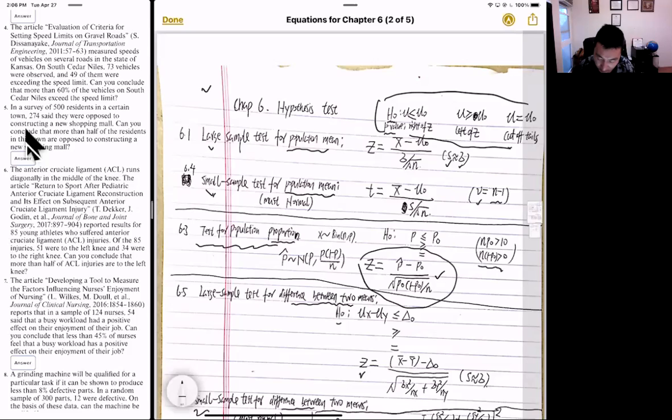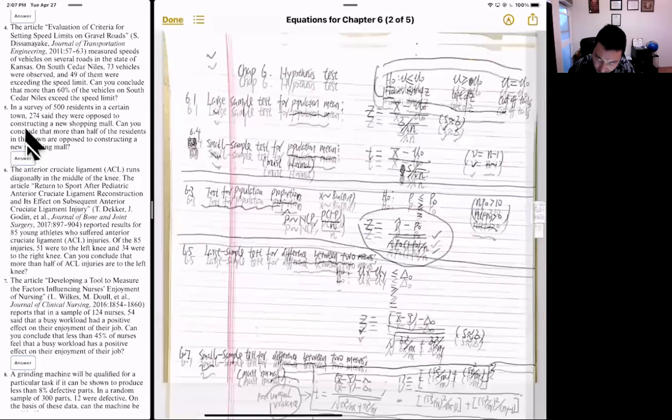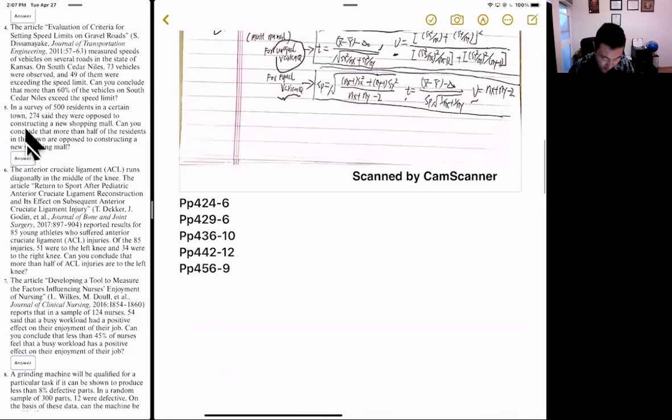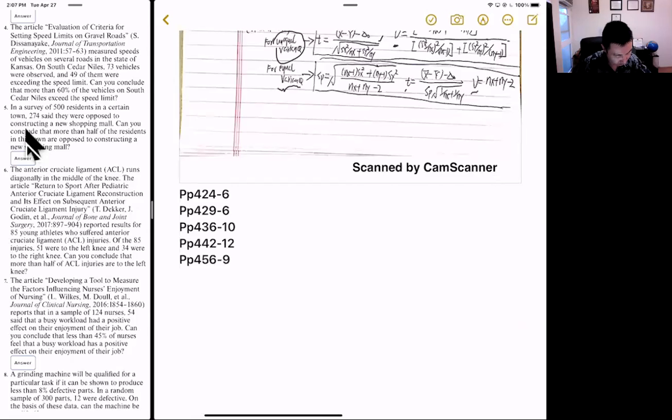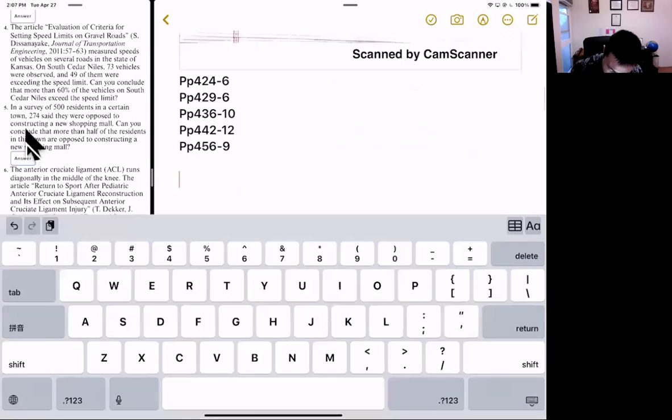Okay, we calculate the z value. So the sample proportion minus p0, and here is a function of p0 and the sample size n. So use that equation, and also the condition n times p0 larger than 10, and also this is larger than 10. Okay. So the first question is the test for proportion.